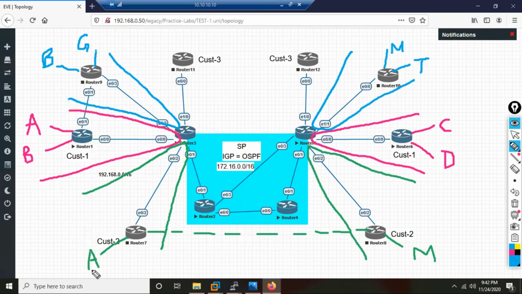Yes, you see A here also, A here also, B here also, then M here also possible. Yes, right? Then is it possible that this customer is running, let's say, EIGRP 100, and is this also possible, EIGRP 100? Yes, possible.